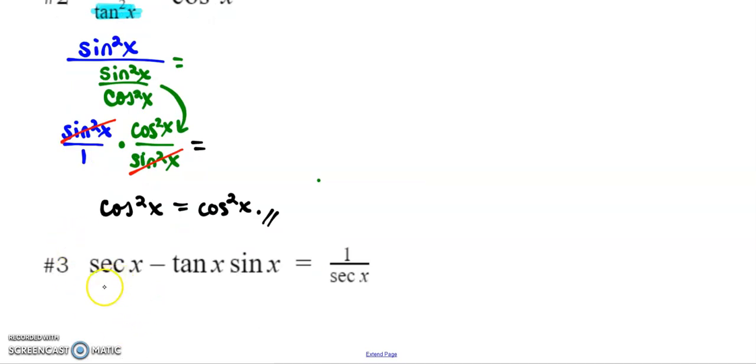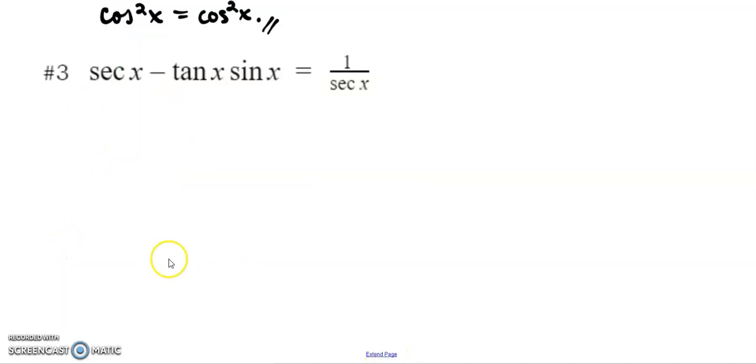All right, number 3. Number 3 looks a little funky. It looks like I'm going to want to try the left-hand side, for sure, okay? And in a rare moment, we have 1 over secant on the right-hand side. So really, I'm trying to get a cosine. Okay, so I think the best course of action here when we've got 1, 2, 3 different trig functions is to convert everything to sine and cosine.